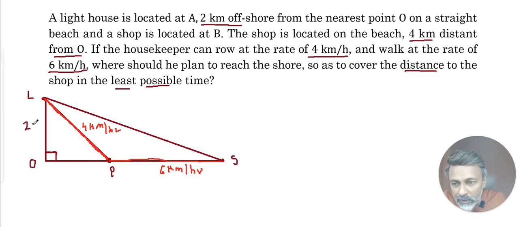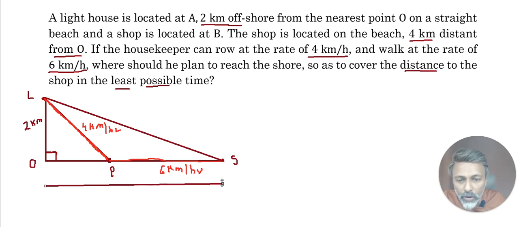This distance is given to you as 2 kilometers. This total distance along the beach from O to his shop is 4 kilometers. We are talking about the distance part. That's given to us as 4 kilometers in the question. And let this be x kilometers, OP, and therefore PS would become 4 minus x kilometers.